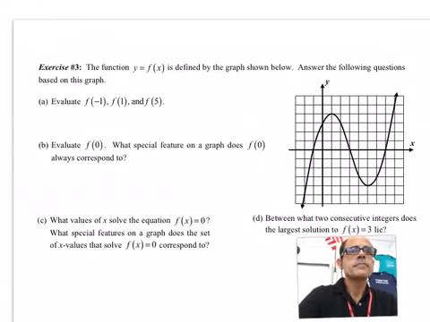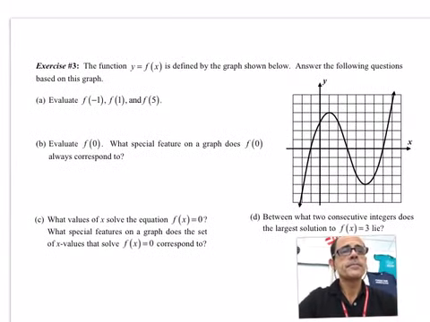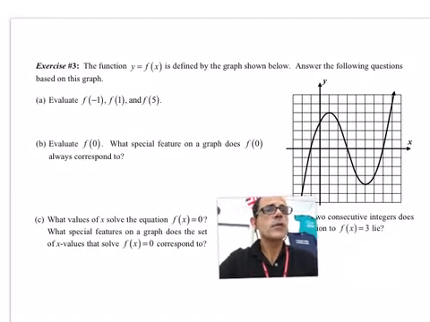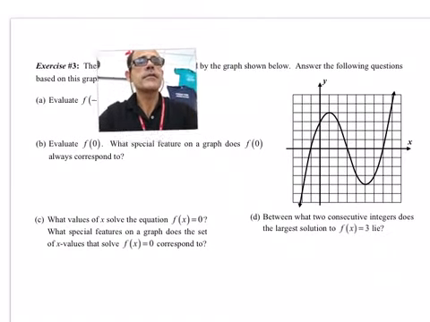Okay, so here we are again. It says the function y is equal to f of x is defined by the graph shown below. Answer the following questions based on the graph. So you're still matching x values to y values, or inputs to outputs, but now you're not doing it with a table or an equation, you're doing it with an actual graph. So let me go ahead and put my face up here somewhere. Where can I put me?